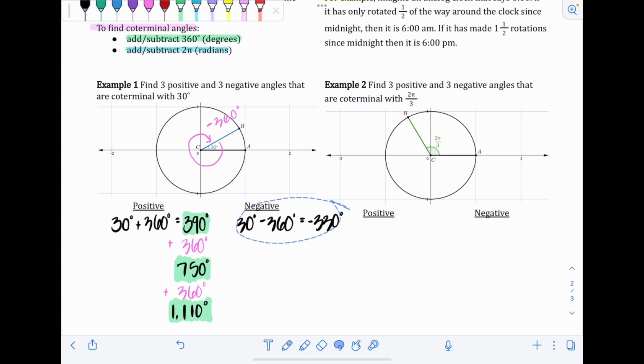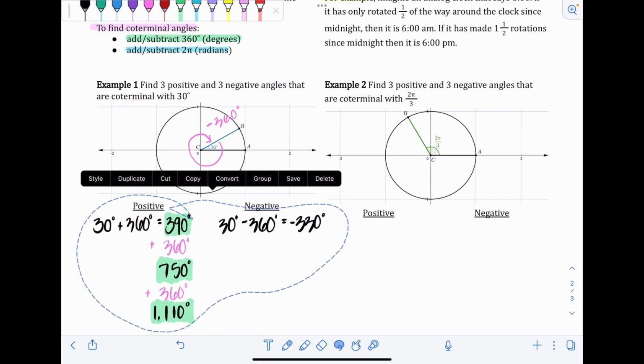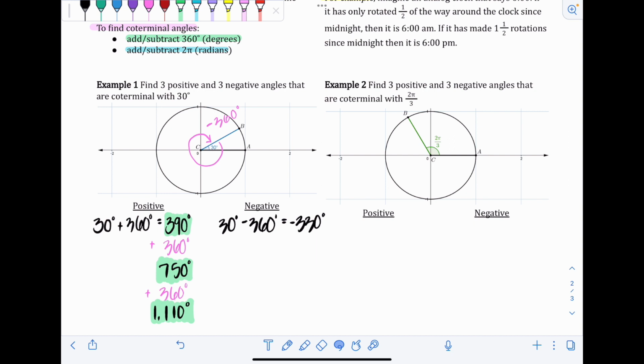One common mistake that I see with a problem like this is people will want to take 360 and subtract 30 and they get a different answer, but we always have to start with the angle measurement. So start with whatever angle you're trying to find something that's coterminal to. Don't start with the 360.